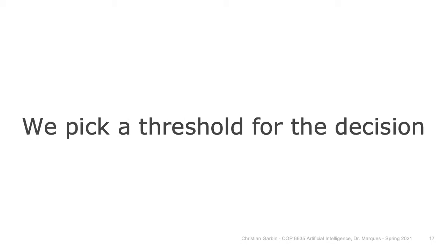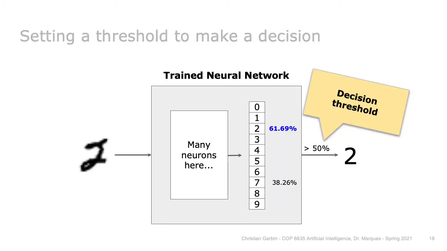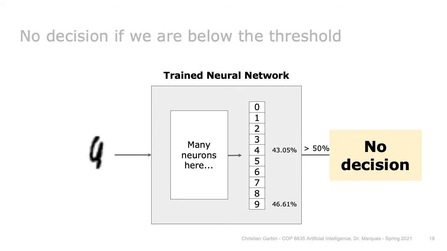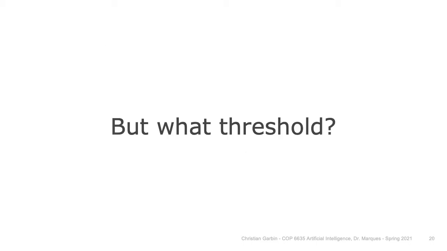So what should we do in a case like this? One possible solution is we pick a threshold for the decision. Let's say, for example, that we want the model to be at least 50% certain of a prediction to make a decision. Back to our number 2, in that case, we can make a decision. But if we look again at that ambivalent number 9, in this case, it's below our 50% threshold, so therefore we cannot make a prediction. So the question is, what threshold do we pick? Is it 50%? Is it another number?